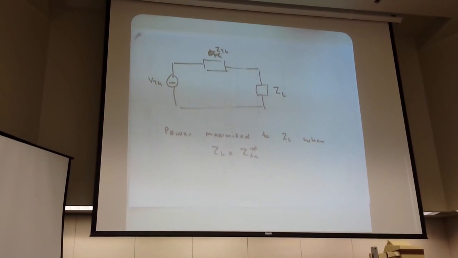I know we called it ZS before, but it's the equivalent. I mean, you can always break it down in this form. So when these are complex conjugates, power is matched. One of the things that we see when it's complex conjugates is the effective impedance seen by the source is purely real, which means we're producing real power.